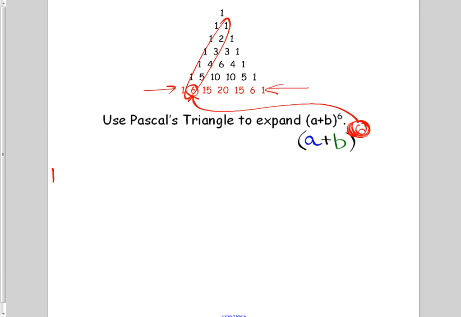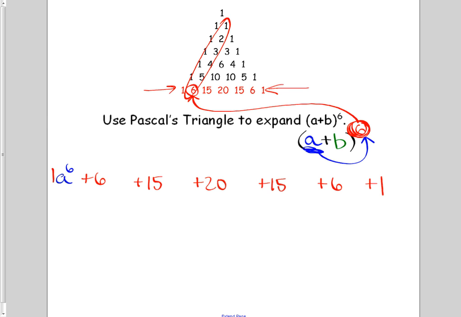So the first thing I'm going to do is just list out those coefficients and have them spaced a bit. So I'm going to have 1, and then I'll have a 6, 15, 20, 15, 6, and 1. And then I'm going to go back, and now I'm going to look at these values, and I'm going to match it with this exponent. So I'm going to start right here with a to the sixth power.